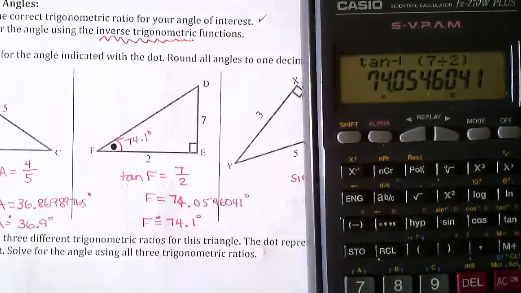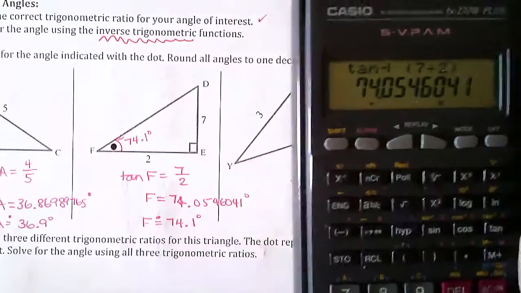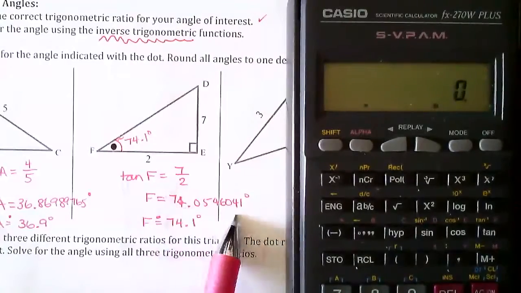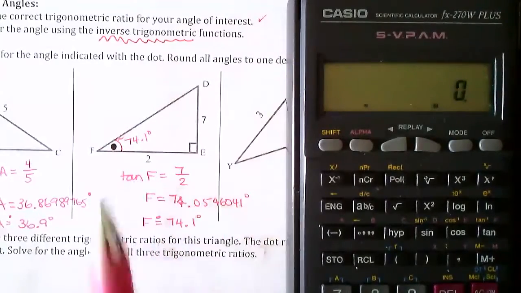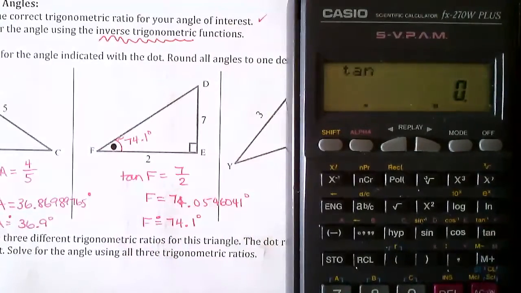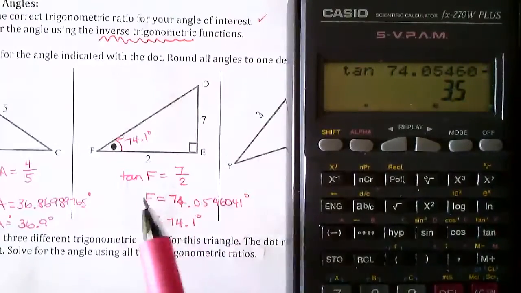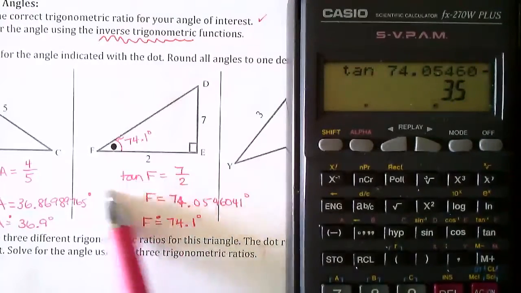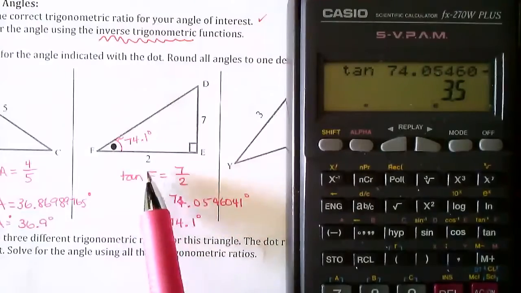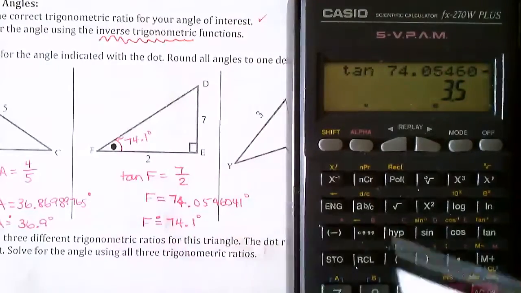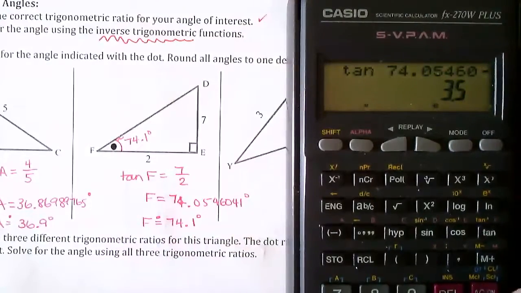So again, I'm going to do that same thing I did previously. If I take this value and plug it in here, so if I do tan 74.0546041, I get 3.5, which is 7/2. So I'm just trying to figure out what angle I can put into these expressions to make the left side equal the right side.